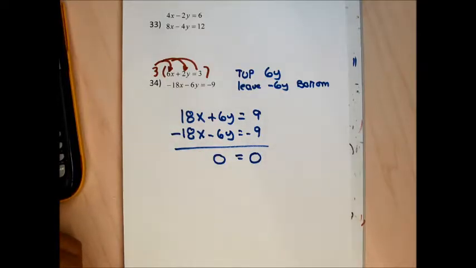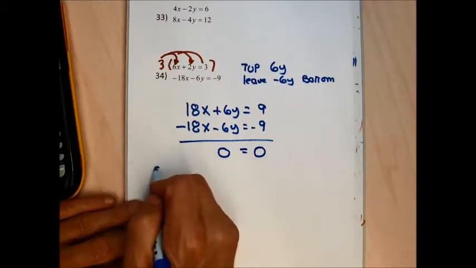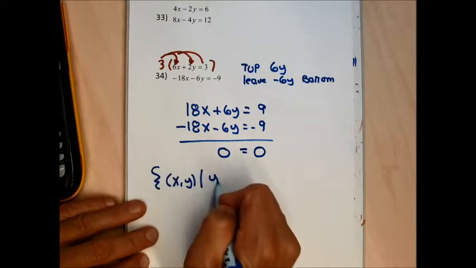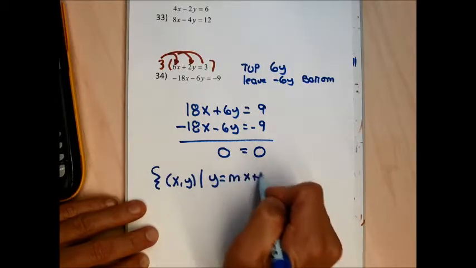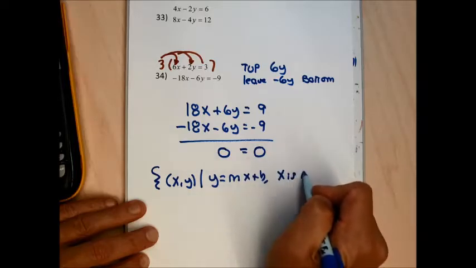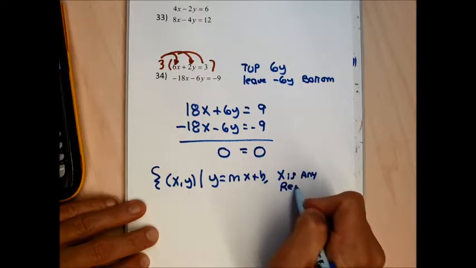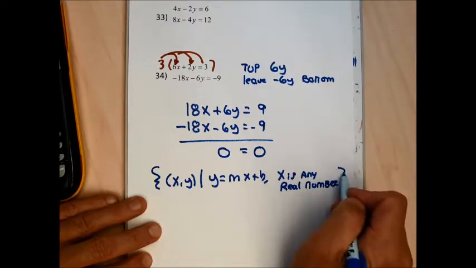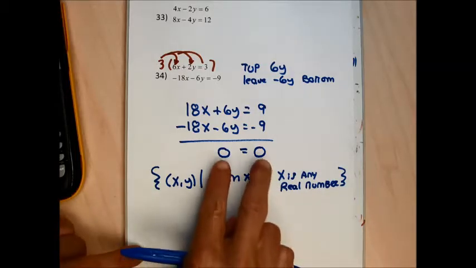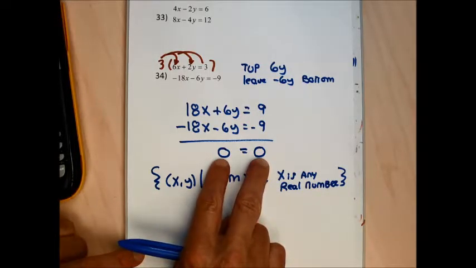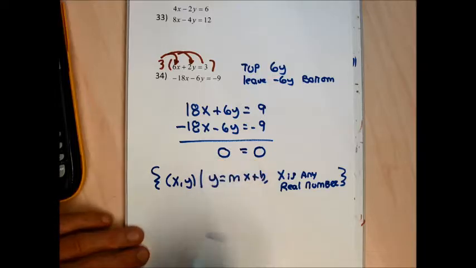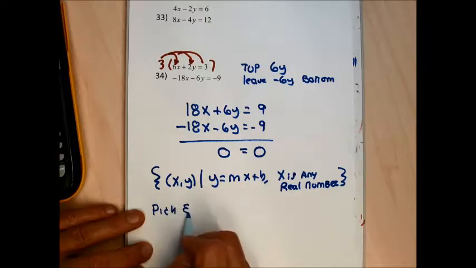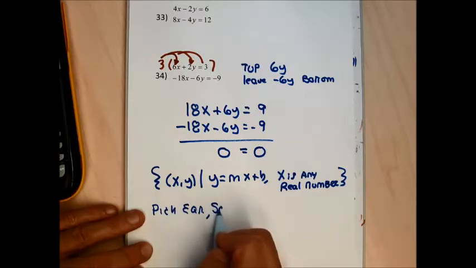When you get a 0 equal to 0, you need to write your answer in this form. You need to write your answer as a set of xy such that y equals mx plus b, where x is any real number, because these lines would graph to coincide, and any point on the line is a solution. To get the solution written when you get a 0 equal to 0, if it's not done already, you need to pick an equation and solve it for y. I haven't done it already, so to get my answer written nice, I need to pick an equation and solve for y.